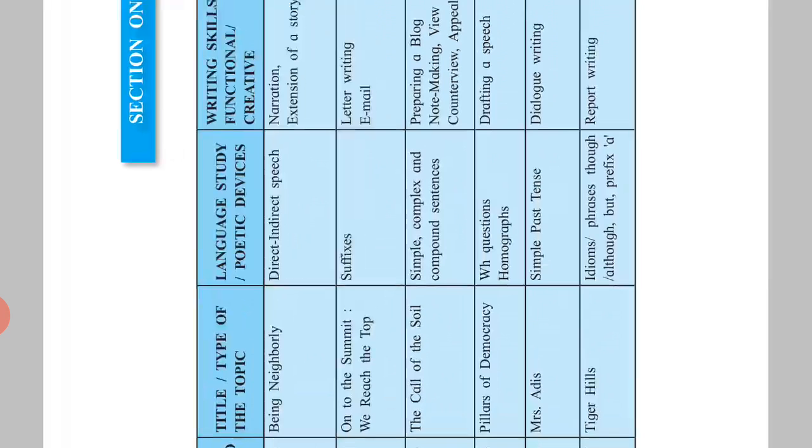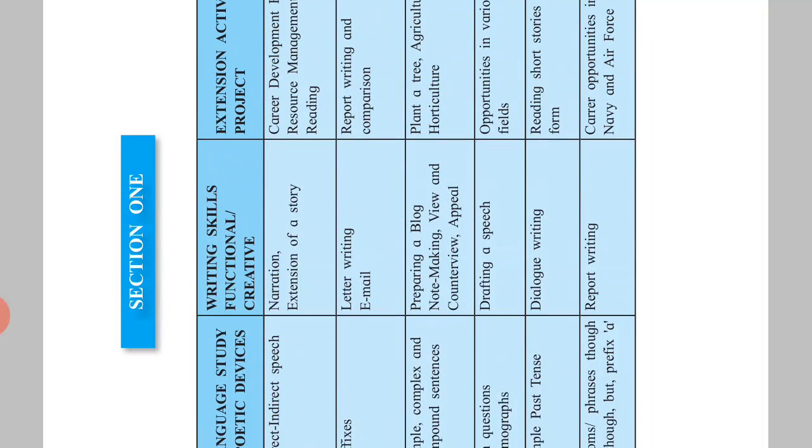Here the language study and poetic devices used are, such as in 1.1 direct indirect speech, in the second lesson suffixes, in the third simple, complex and compound sentences, WH questions, homographs, simple past tense, idioms, phrases, and prefix. That is the grammar part accompanied by the lessons. So the grammar part is a separate part here.